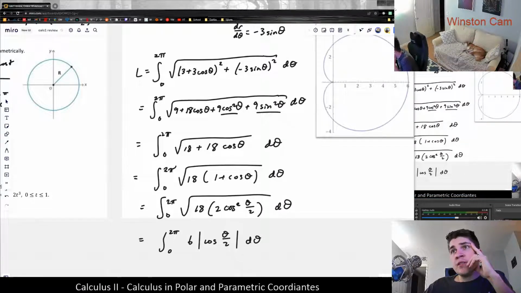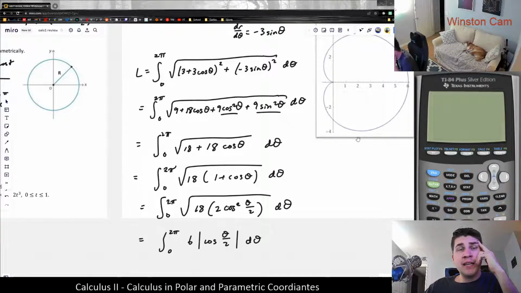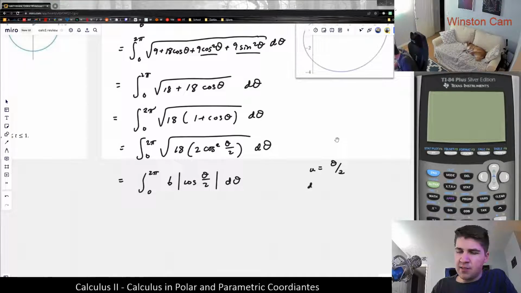And we could throw this in our calculator to finish the integral. Obviously, we could have done that from the very beginning, but let's go ahead and finish it off since we're already on it. But let's just go ahead and say if we were to do u substitution where u is theta over 2, then du would be d theta over 2. And so we'd have twice du. Basically, we would have a factor of 2 in this. So this would be equal to 12 times the integral from 0 to 2 pi.